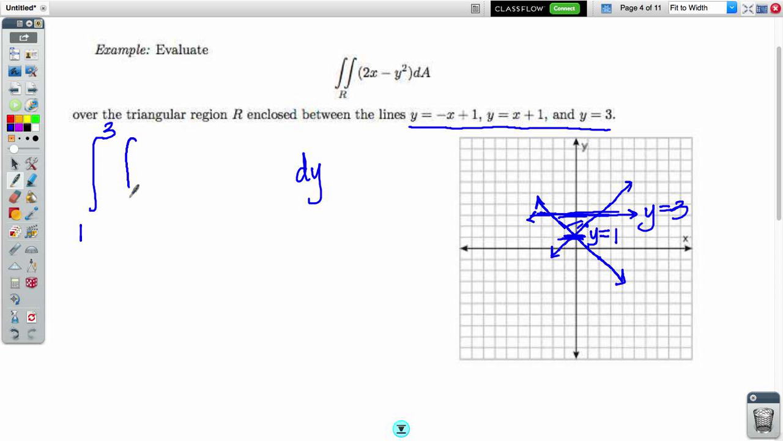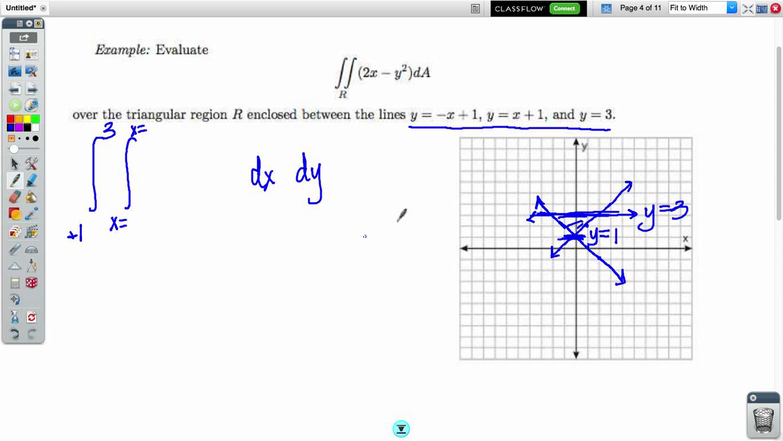Now, here's something a little bit interesting. Since our outside limits correspond to y, that means the inside integral is going to all be in the language of x, which means on the bottom here I need to have x equals something, because these two outside limits mean y equals 1 and y equals 3. So I really need x equals something here and x equals something here because I need this inside integral to completely be in the language of x.